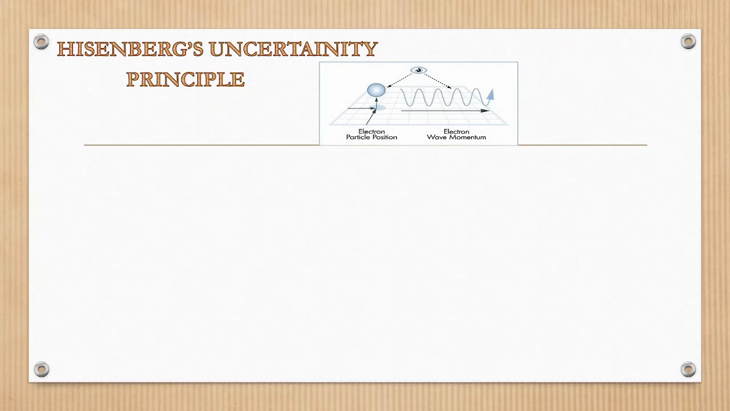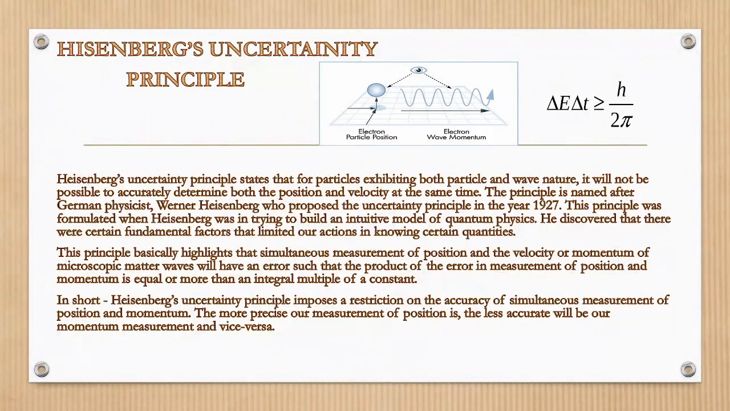So now we will see what is Heisenberg's uncertainty principle. This is the image. Heisenberg's uncertainty principle states that for a particle exhibiting both particle and wave nature, it is not possible to accurately determine both position and velocity at the same time. The principle is named after the German physicist Werner Heisenberg, who proposed it. In the year 1927, this principle was formulated when Heisenberg was trying to build an intuitive model of quantum mechanics physics.